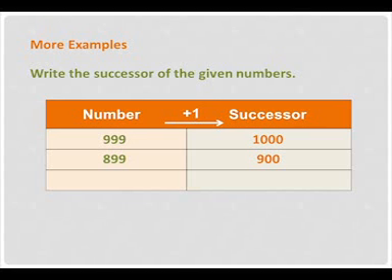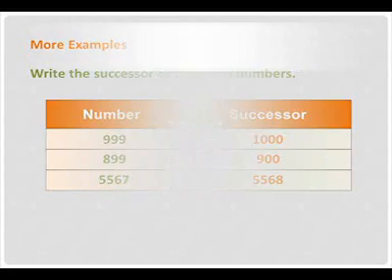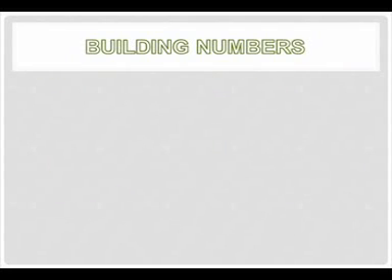Next number is 5567. The successor is 5568. Now we will move to the next topic, that is building numbers. In this, we will learn how to form smallest and greatest number using the given digits. Before this, we will understand some rules to form greatest and smallest number.